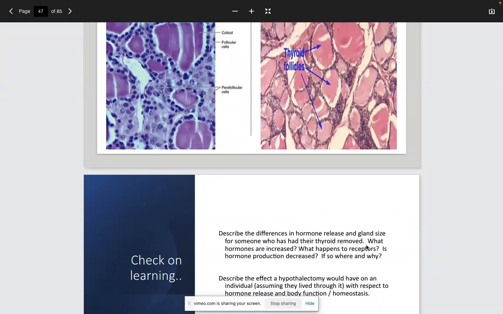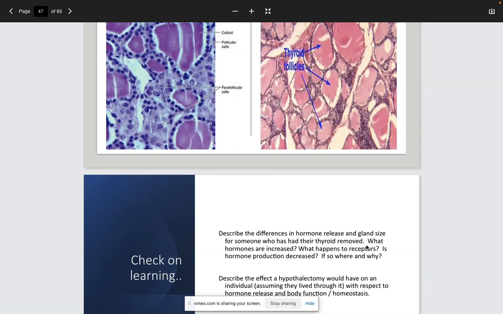So what happens to the receptors? Well, if a patient had their thyroid gland removed, they would have no receptors, would they? Because remember, where are the TSH receptors? They're present within the thyroid gland. So is hormone production decreased when someone has a thyroidectomy? Let's say they have thyroid cancer and they had their thyroid removed. Are they still able to produce that hormone?